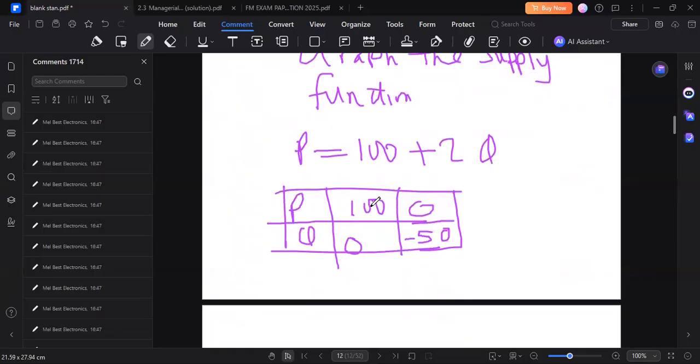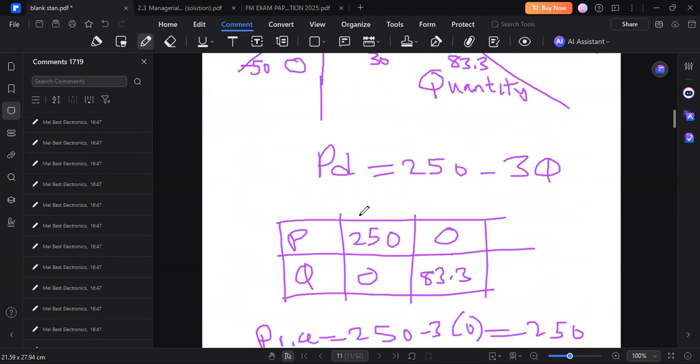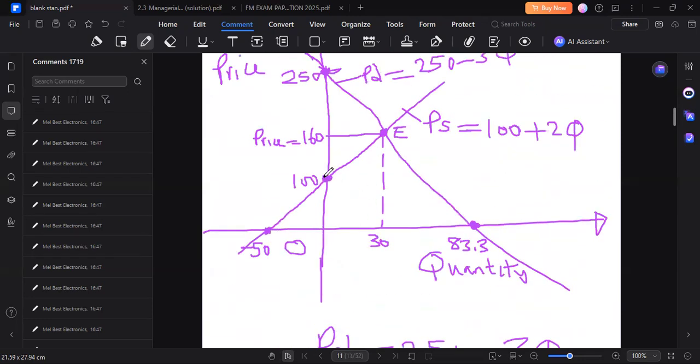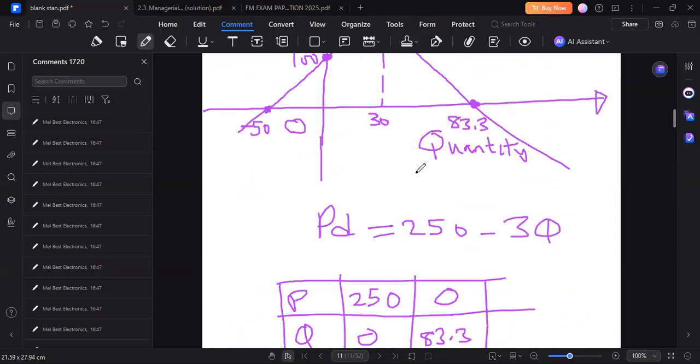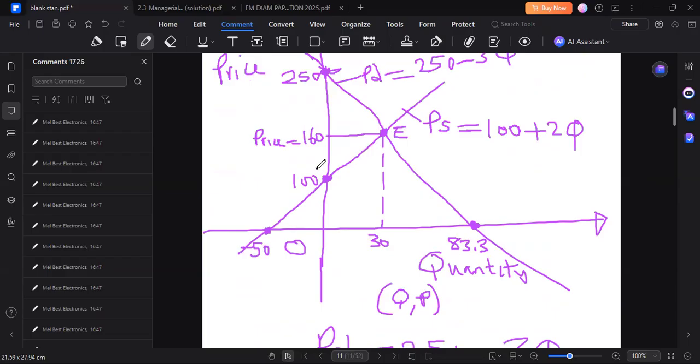Okay, so it's 0,100. So here you can say 0, 100, right? So 0,100 is this point here. You start with the Q, P, quantity, price. This is what we do. So it's 0,100, right? You understand what I mean?